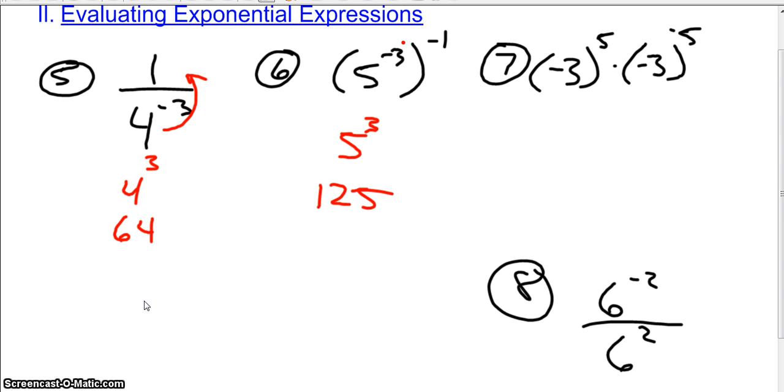In number 7, we have the product of the same power, right? The power of negative 3. So when you have the product of powers, we simply do what with these exponents? Good, we add them. So in this case, we have negative 3 to the 5 plus negative 5, which is 0, which equals 1, right?